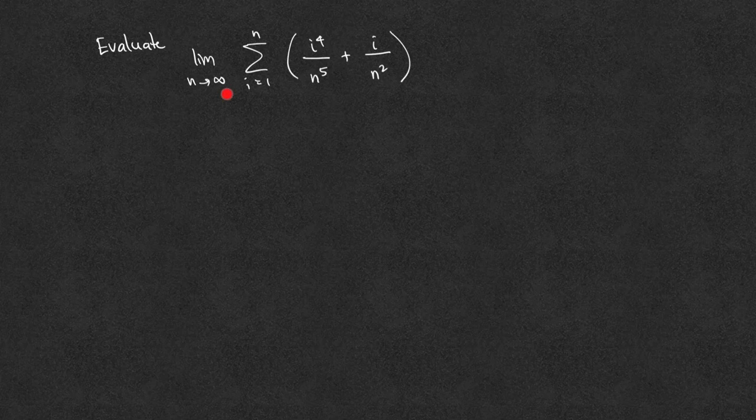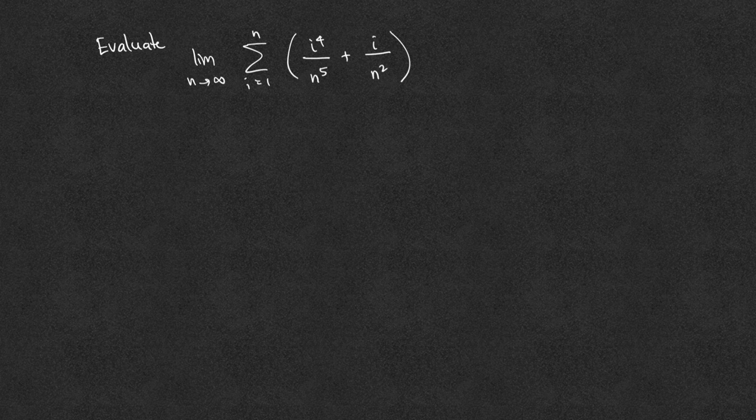Evaluate the limit as n goes to infinity of the sum as i goes from 1 to n of i to the fourth over n to the fifth plus i over n squared. To evaluate this easily without using the formula for the sum of the first n fourth powers of integers, we would need to rewrite it using an integral.